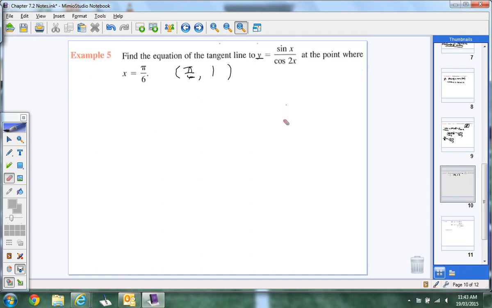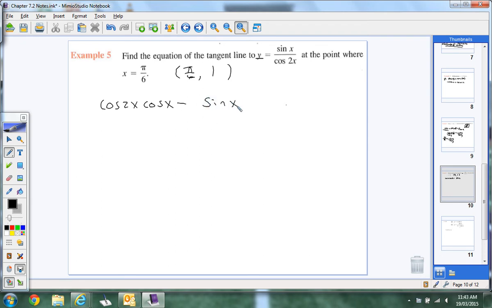All right. Here we go. Okay, so low d high: cosine 2x. Derivative of high is what? Cosine. Okay, minus high d low.